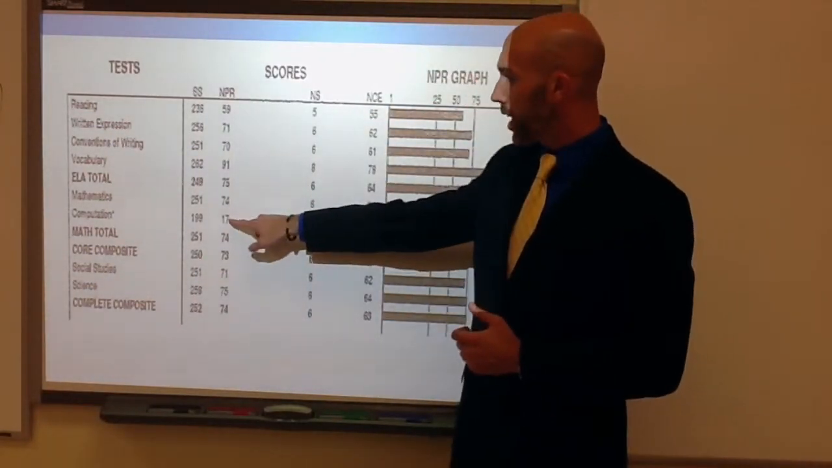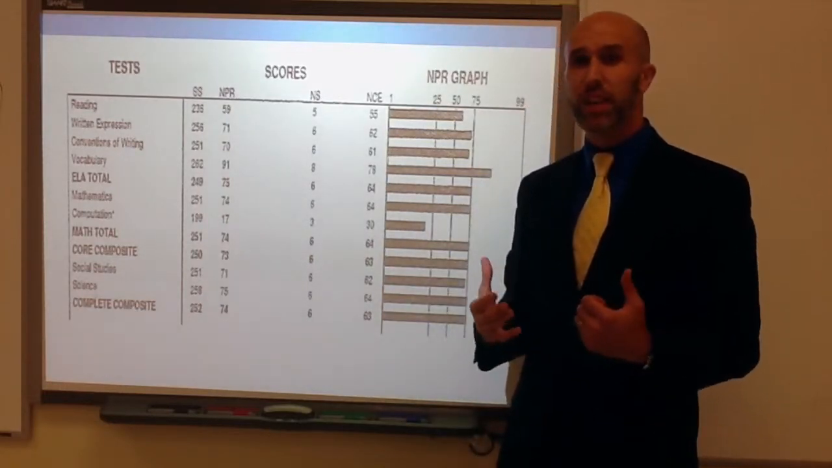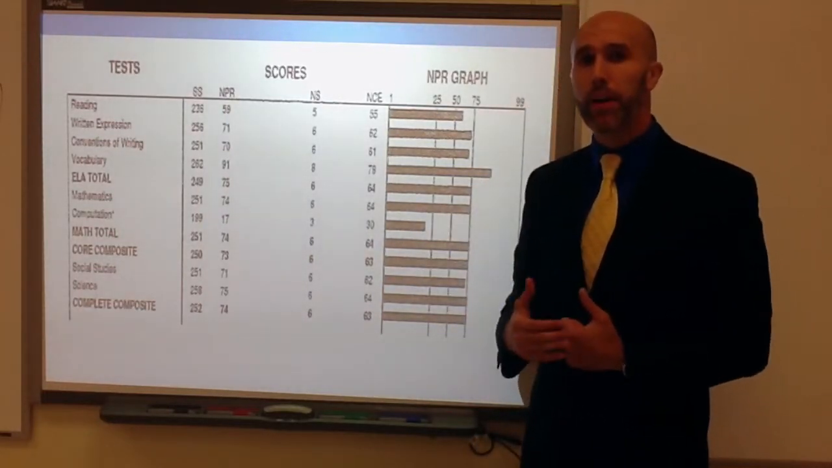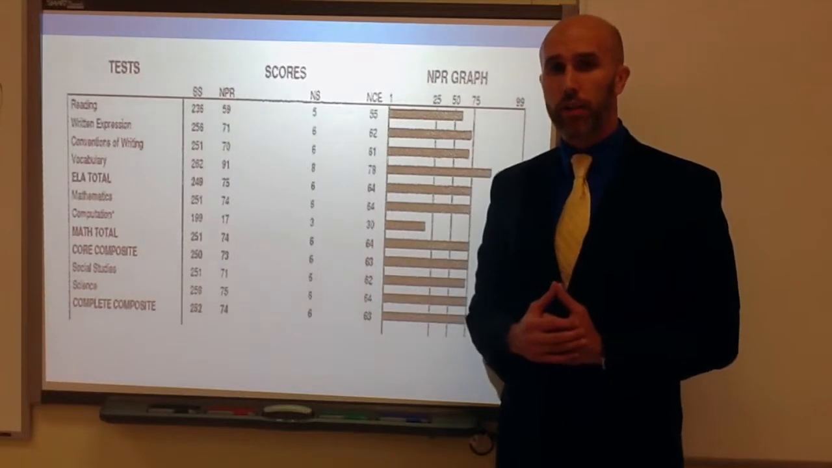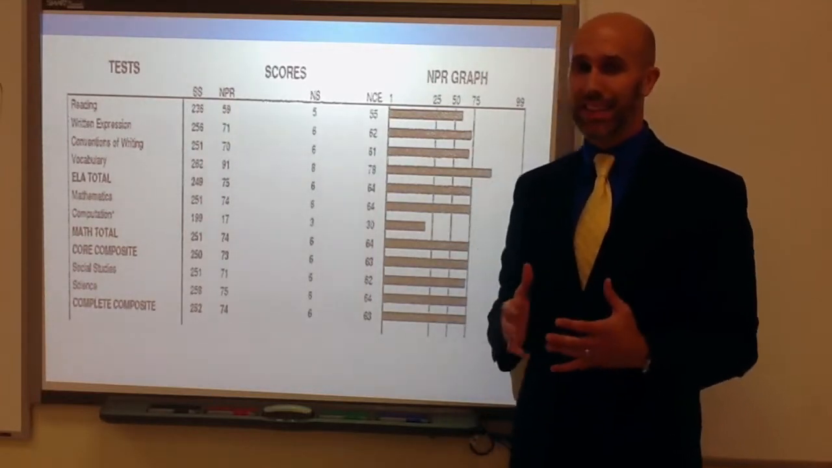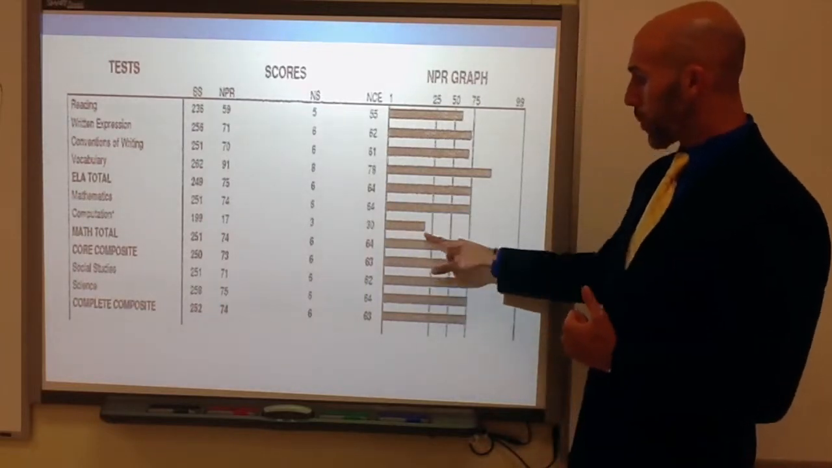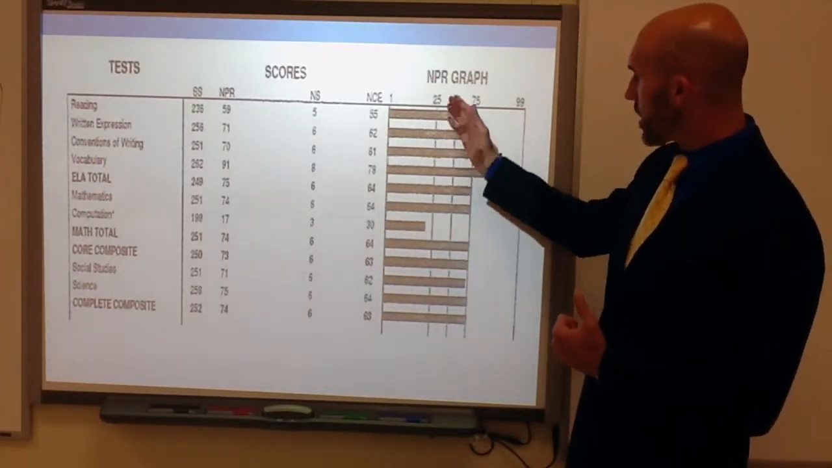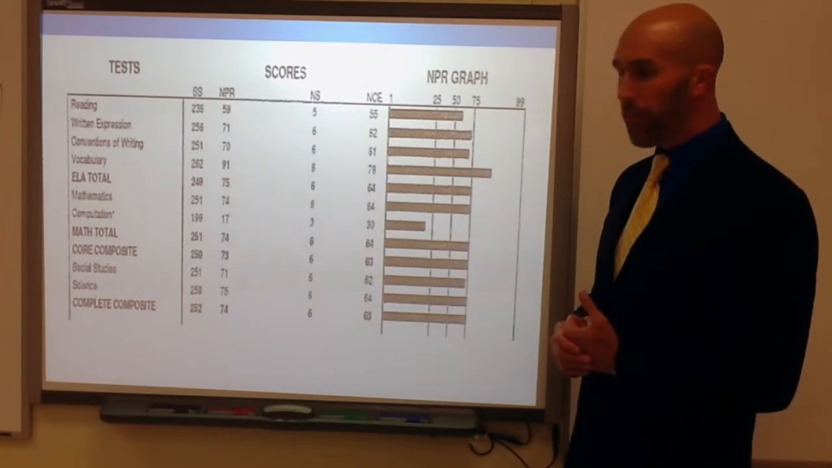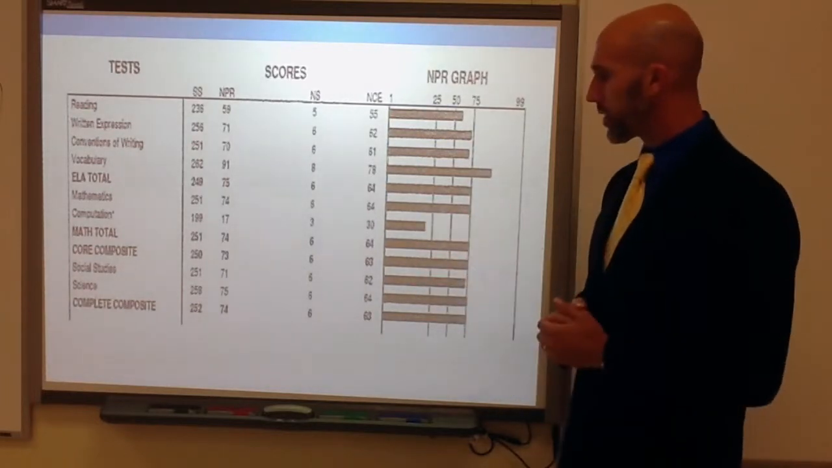Computation national percentile ranking for this particular student was a 17, meaning that they did better than 17% of the students who took that same test at the same time for mathematical computation. And so represented over here with our bar graph, you can see that it's right below the 25, so it's correlating back to that 17.